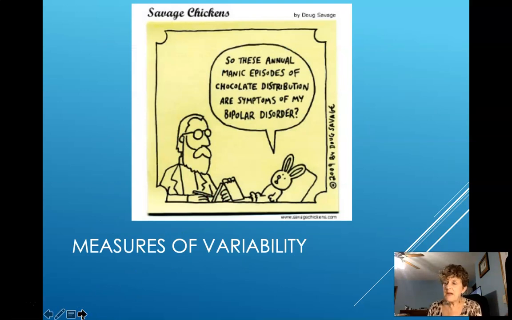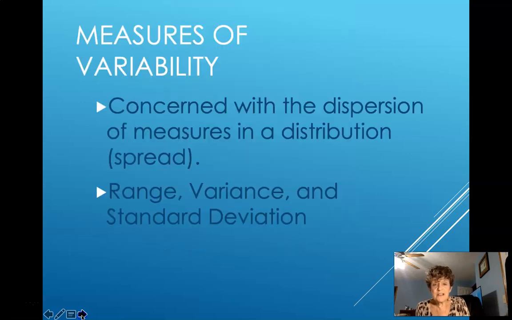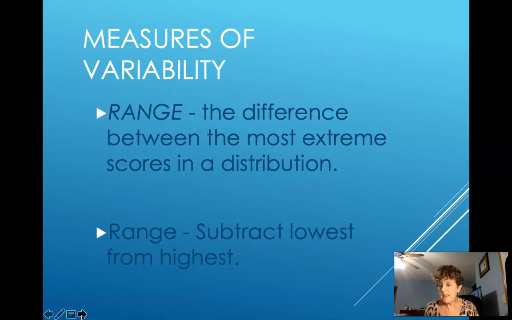So what are some different measures of variability that we might discuss? When we talk about variance or variability, it's concerned with how things are dispersed in a distribution or a spread. In this particular case, we're going to talk about the range, the variance, and the standard deviation. So the range is basically what it sounds like. It's from the highest to the lowest. So it's the difference between the most extreme scores.